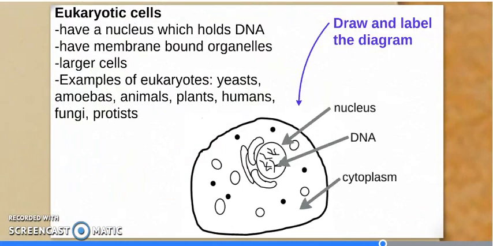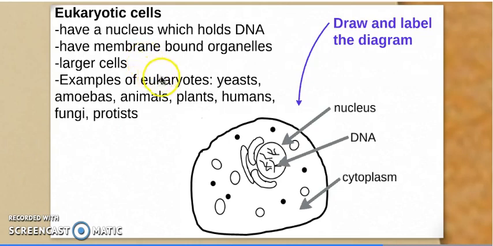Conversely, eukaryotic cells have a nucleus which holds the DNA. They have membrane-bound organelles. They're much larger. They're 10 times larger than a bacteria cell. And some examples would be yeast, amoebas, animals, plants, humans, fungi, and protists. As you can see here, the DNA is bound in there, the cytoplasm, nucleus, those things we've discussed a little bit about already.